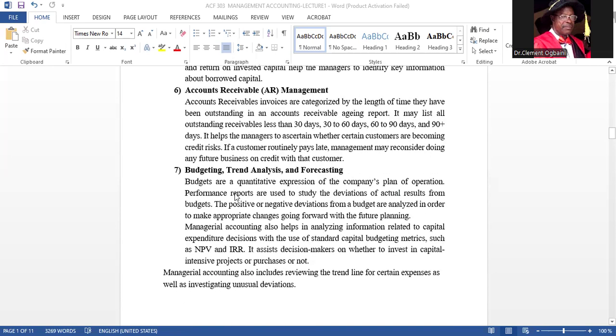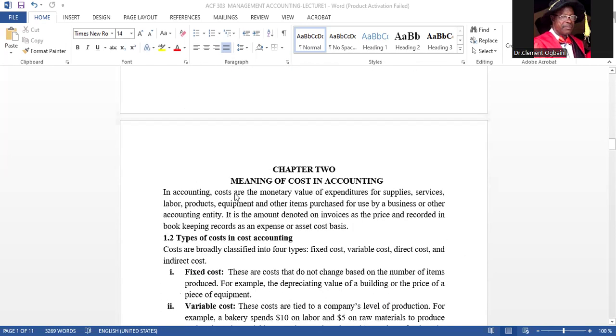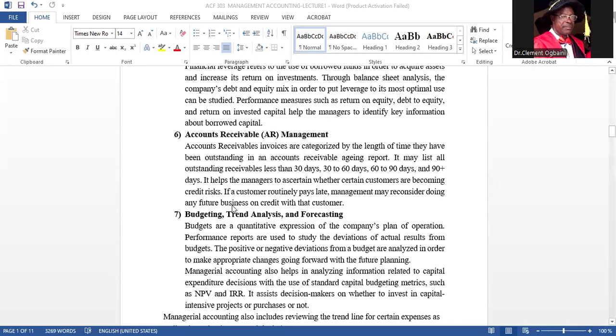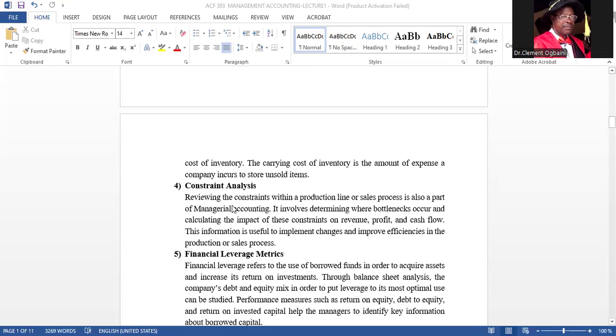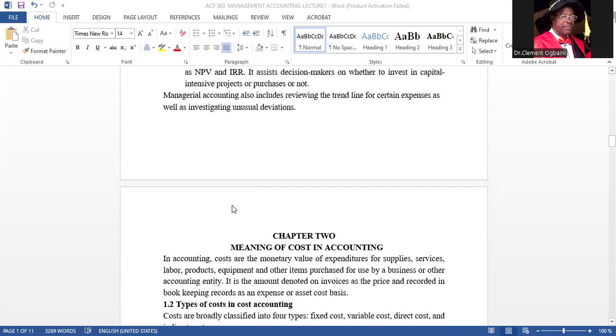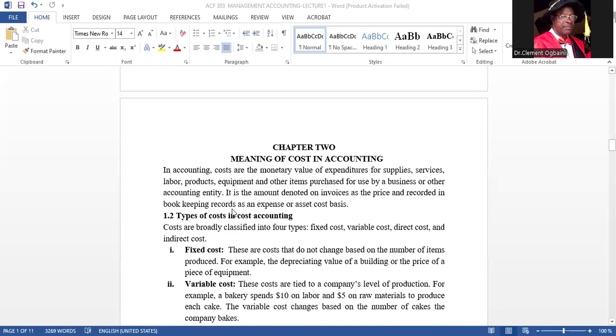Also, we carry out financial leverage analysis, and we also monitor our budget. These are things that are challenges to an organization regarding decision making. And the management accountant tries as much as possible to look at those issues and advise the organization appropriately so that they can take a good decision.